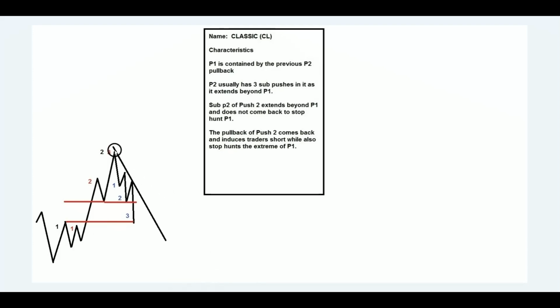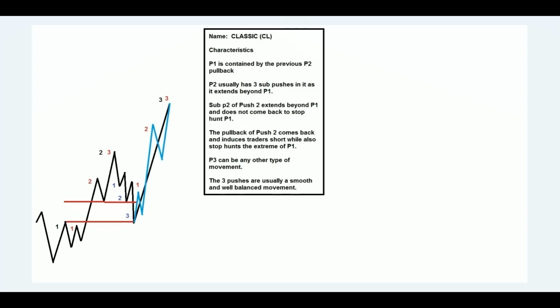But look what they're doing on the opposite side. They're inducing these trend traders to go long and taking them out. Then here they're creating a trend line in here, and they're inducing anybody, for when it comes back up to here, to go short, and that doesn't work very well. You can get a vector up from push 3, or you can get 2 or 3 pushes up there. They're usually smooth and well-balanced movements, but sometimes they're just herky-jerky.